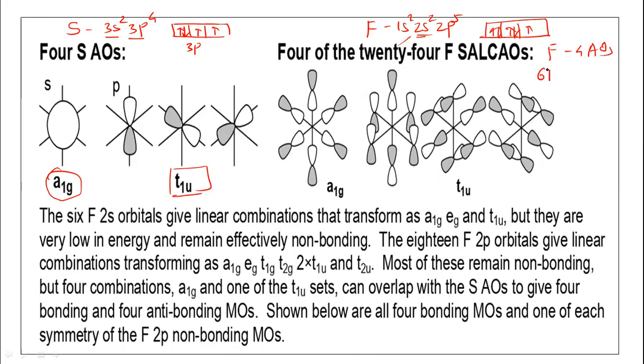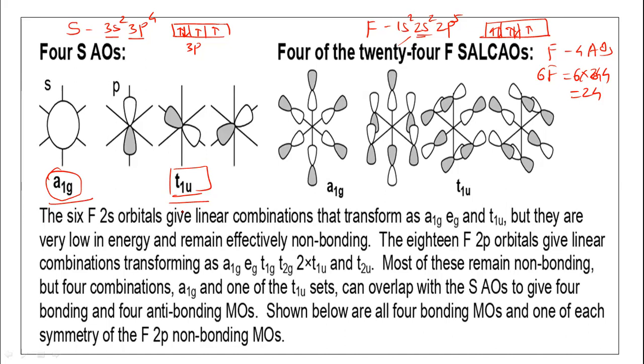Now there are 6 fluorine atoms, so 6 multiplied by 4 is equal to 24. So 24 atomic orbitals are available for the bonding. But out of those 24, only 4 are available for bonding with the atomic orbitals of the sulfur atom. You can see here sulfur is having the A1g orbital and the T1u orbitals. Only these orbitals are available for the bonding.